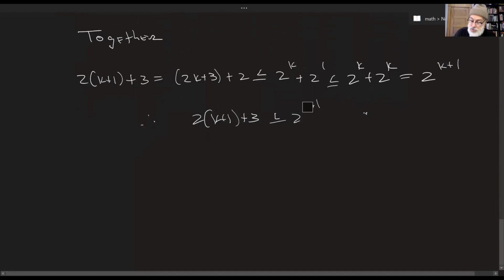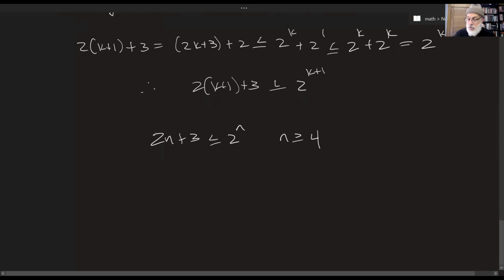My writing here is not the best, so let me just write this better. So this is what we wanted to prove. So therefore, our 2n plus 3 is indeed less than or equal to 2 raised to n for values of n greater than or equal to 4. That's it. QED. I like the box. And that's it. We are done.